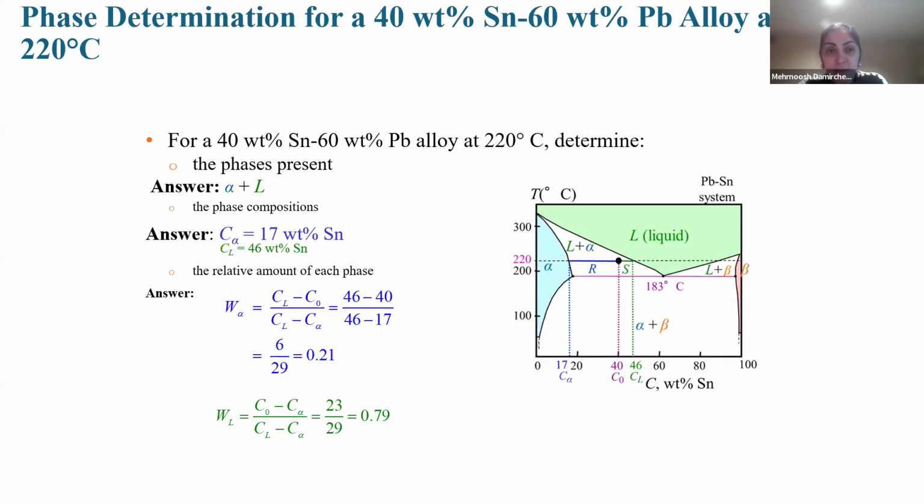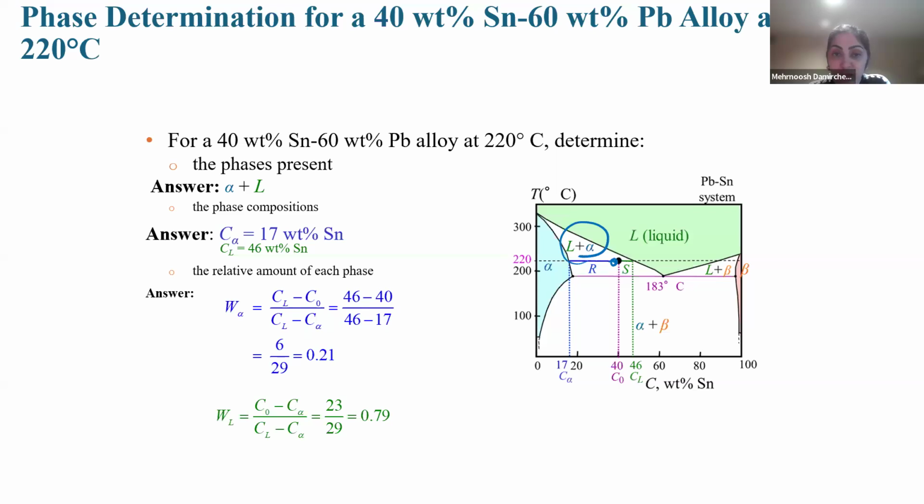Here we have another example. Here we have 40 weight percent Sn and 60 Pb, the same as before, but the temperature is 220. What's the meaning? It means it is higher, because TE is 183 and the temperature is 220. If we show the point, we are at this point. Above the eutectic temperature, we are in the phase of liquid plus alpha. So the answer for the phase is liquid plus alpha.